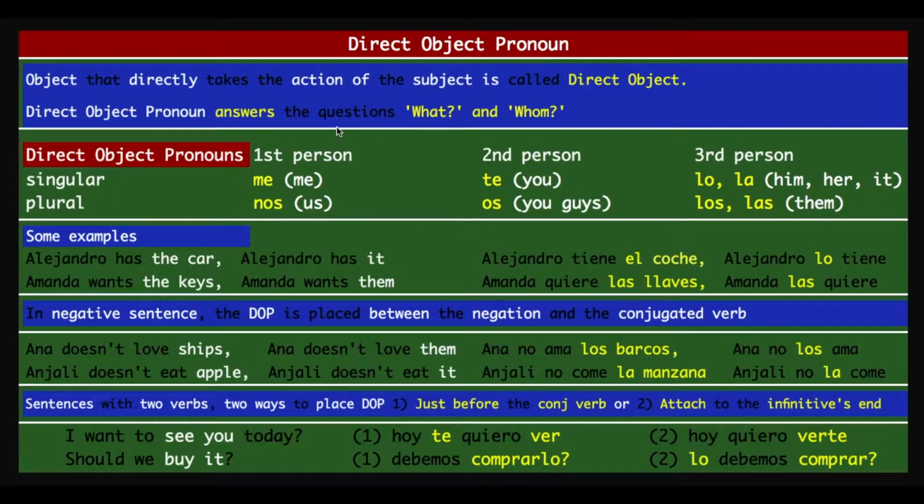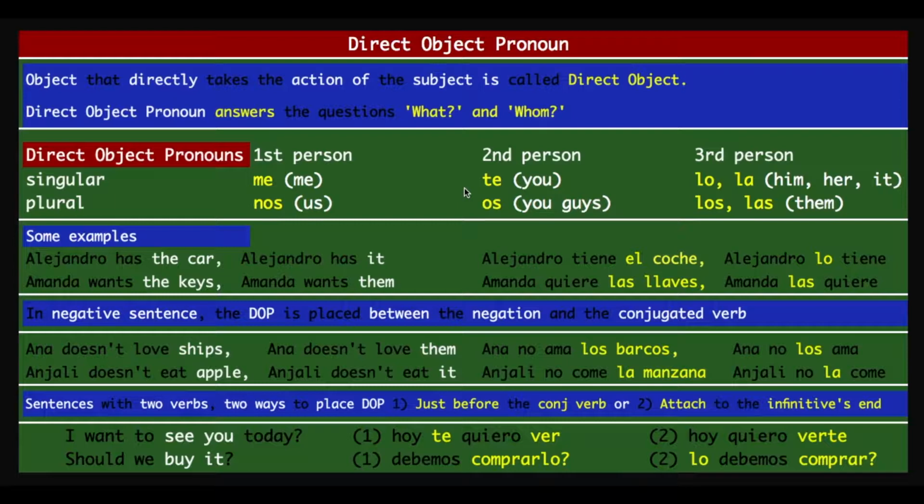Now let's quickly take a look at the table, which shows us, in our favorite table, first person, second person, third person, singular, plural. So let us take a look. Me is me. Te is you. Lo, la is him or her or it, depending on gender. Nos is us. Os is you guys. And in the end, los, las means them, based on gender, masculine, feminine.